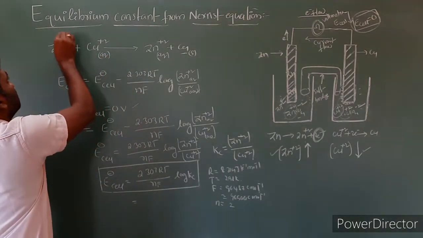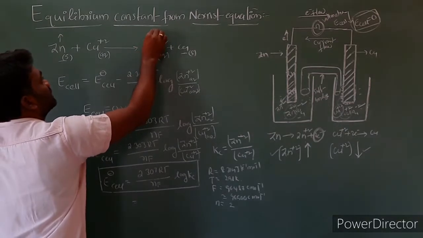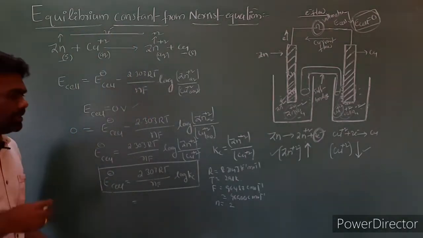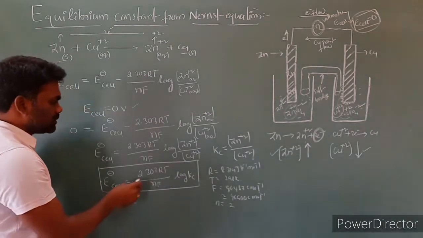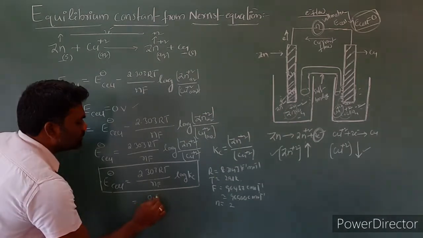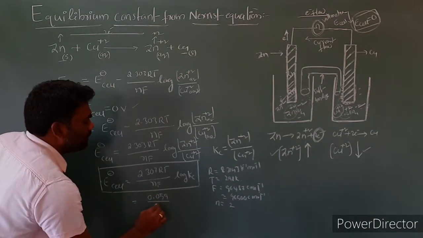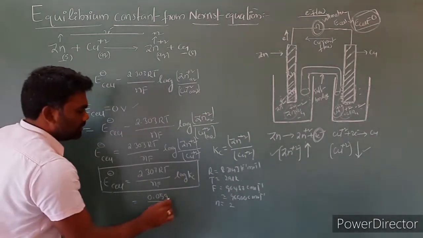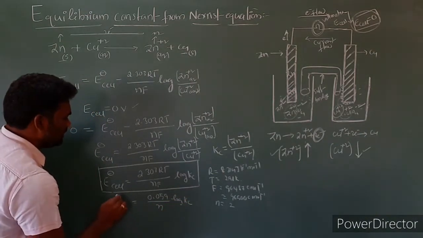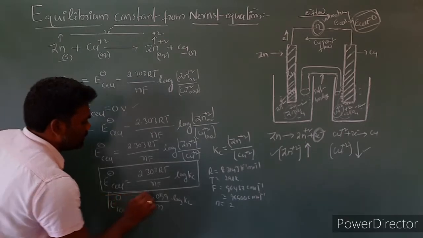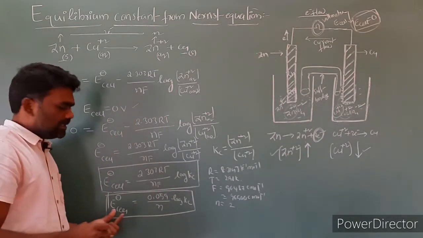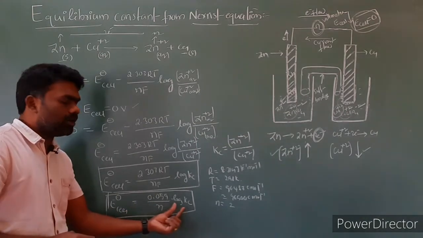In this case, the number of electrons involved in the reaction is, Zn goes to Zn2+, so the number of electrons involved is 2 electrons. n is equal to 2 here. So by substituting the R, T, F values, we get 0.059 by n. I'm not substituting any value. log Kc. So E standard cell is equal to 0.059 by n log Kc.